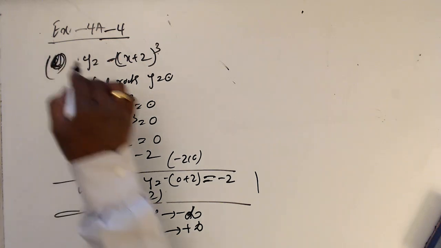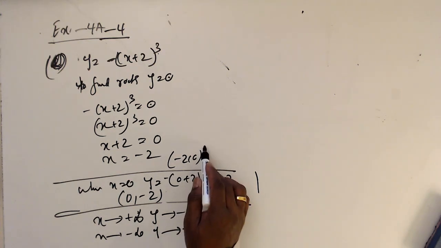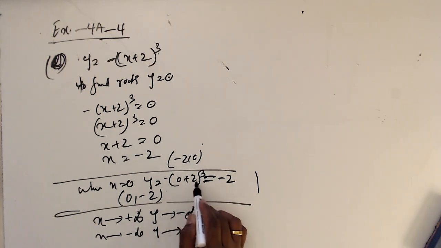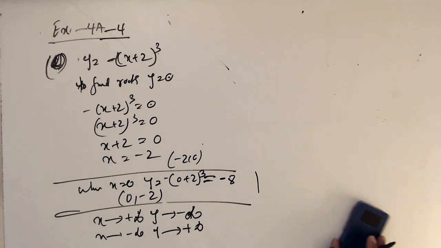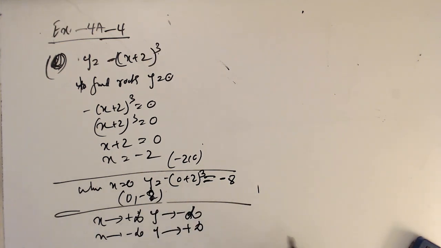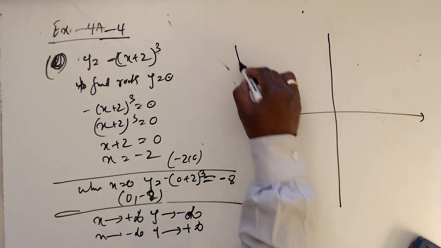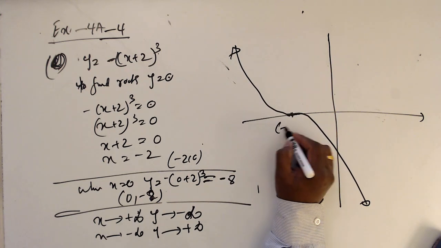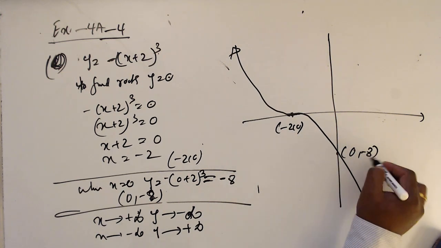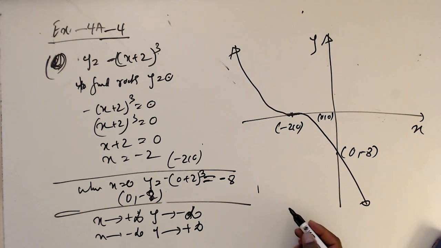I want to correct this one. This is cubed, and this is going to be minus 8. Yes, so (0, minus 8). It will cut, and the graph is going to be at minus 2 here, so I put it like this. This is (minus 2, 0). This is (0, minus 8), with x and y axes, and (0, 0). Yeah, that's all.